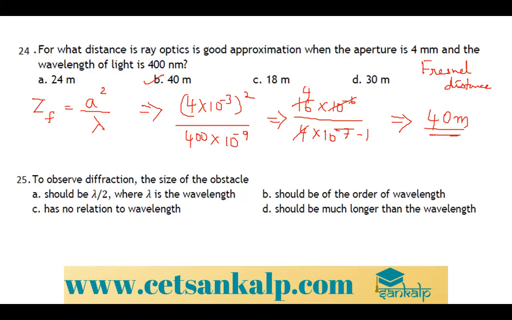To observe diffraction, the size of the obstacle should be of the order of wavelength. So directly theory based. Should be lambda by 2, where lambda is the wavelength? Has no relation to wavelength? Should be much longer than the wavelength? No, it should be in the order of wavelength.